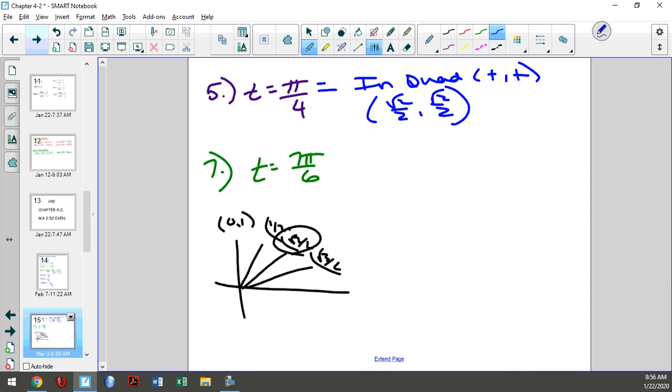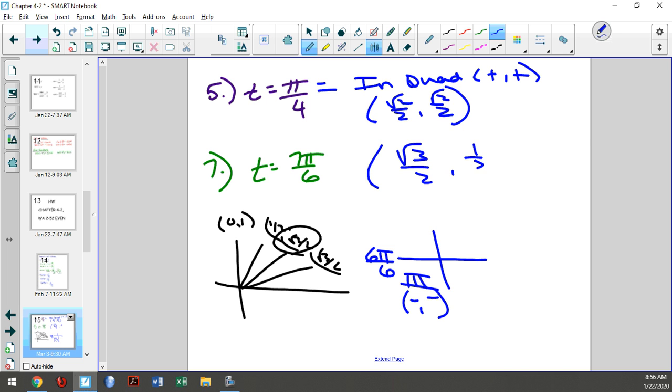Now, number 7, 7 pi over 6. Where is 7 pi over 6 at? Well, here's 6 pi over 6, so where's 7 pi over 6 at? It is in quadrant 3, so since it's in quadrant 3, that is the negative quadrant, yes? And all angles that have a denominator of 6 correspond to what ordered pair? I'm trying to train your brains, guys. 0, 1, 2, 3, pi over 6 is that 30-degree angle, right? So it's going to correspond to the square root of 3 over 2, comma, 1/2.